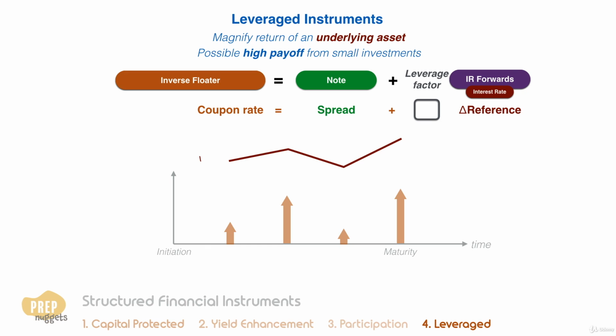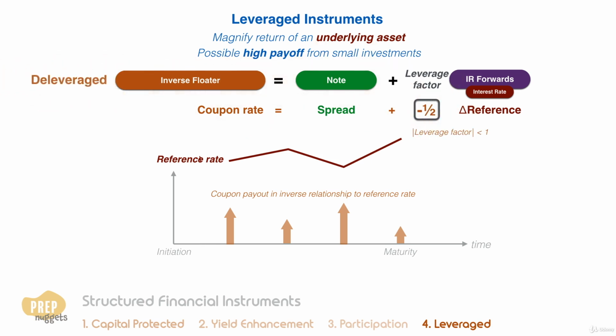In the case of an inverse floater, the leverage factor is a negative number. The cash flows move in the opposite direction of changes in the reference rate. So when the reference rate decreases, the coupon payment of an inverse floater increases. If the magnitude of the leverage factor is less than 1, the inverse floater is called a deleveraged inverse floater. The coupon payouts are less sensitive to changes in the reference rate. Conversely, if the magnitude of the leverage factor is greater than 1, the inverse floater is called a leveraged inverse floater. The coupon payouts are more sensitive to changes in the reference rate.